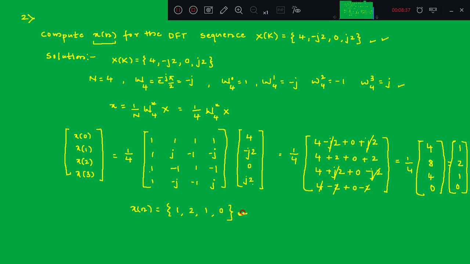So this is how we calculate the DFT of any sequence x of n as x of k using the DFT matrix relation. And if x of k is given, you can compute x of n using the IDFT matrix relation, right? So this is about the matrix relation for computing DFT as well as IDFT as a linear transformation. And then we discussed two examples where we computed x of k as well as x of n.